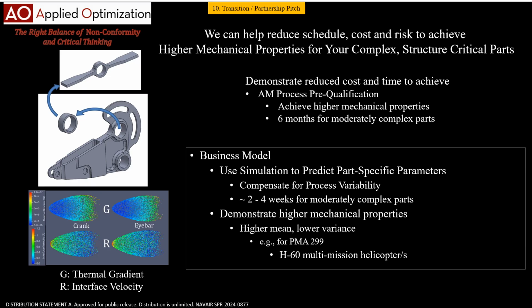We can help reduce schedule, cost, and risk to achieve higher mechanical properties for your complex, structure-critical parts. We can demonstrate reduced cost and time to achieve additive manufacturing process pre-qualification. Our business model is to use our simulation to predict part-specific parameters, compensate for process variability across the build plane to produce consistent quality parts, and to demonstrate higher mechanical properties.